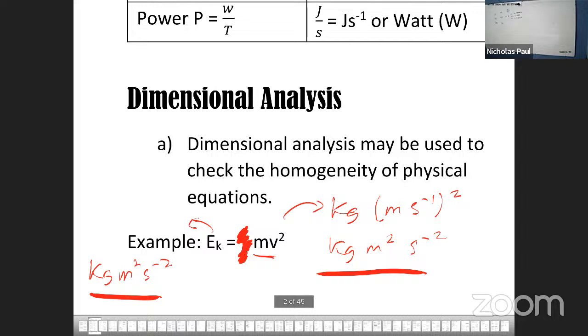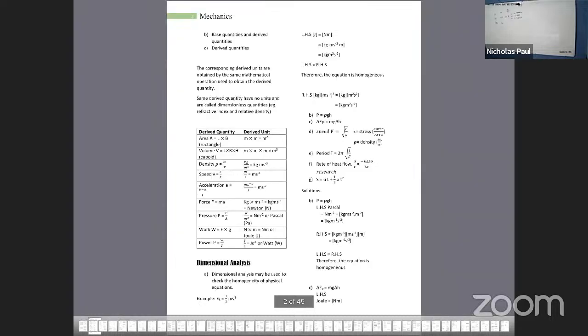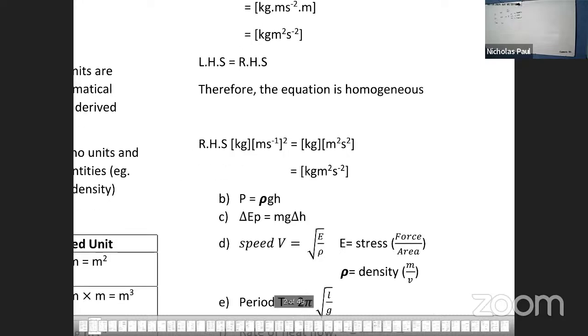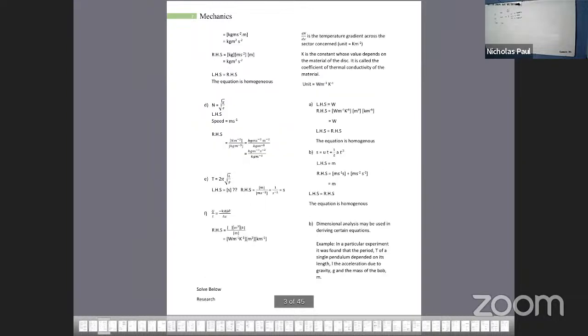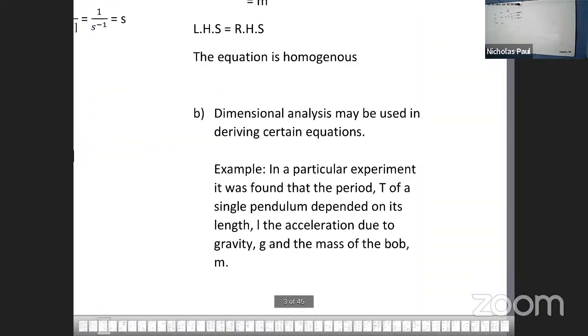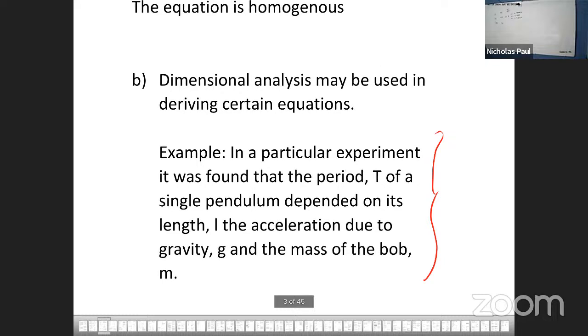Okay? So the first application, check and see if the equation is homogeneous. Second application, we can also use it to develop the equation. So I can take this information here and I can develop an equation, right? And I'll show you this, right? I'll do it on code. This one is not popular. The first one is the most popular.